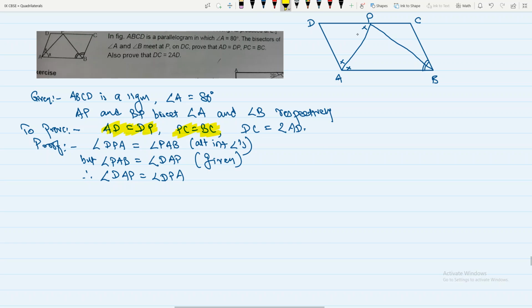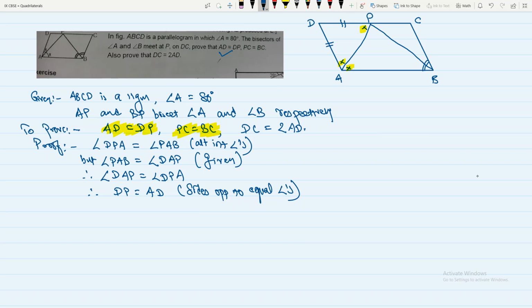ठीक है, देखो ये वाला एंगल इससे इक्वल है, ऑल्टरनेट इंटीरियर एंगल, लेकिन ये वाला एंगल तो इससे इक्वल है क्योंकि AP बाइसेक्टर है, गिवन है, तो एंगल DAP और एंगल DPA इक्वल हो जाएंगे, राइट? Therefore, we can say that DP is equal to AD. Sides opposite to equal angles are equal. DP is equal to AD. ठीक है, प्रूव हो गया ये DP is equal to AD.